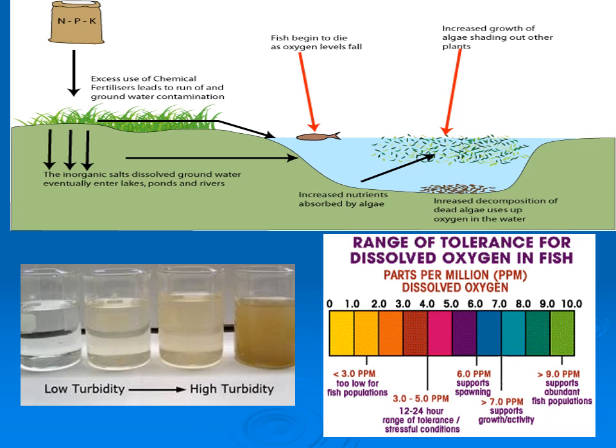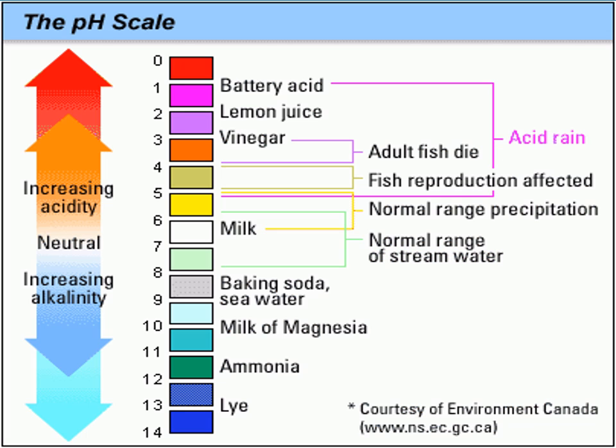The one on the right, the colorful range, is the range of tolerance for dissolved oxygen in fish. So less than 3 parts per million is too low for fish populations. If we go all the way up to 9 parts per million, 9 parts per million supports abundant fish populations. So basically what you notice here is that the higher you get with dissolved oxygen, the more fish that can survive in that body of water. So again, dissolved oxygen is a good thing. You want to have it.